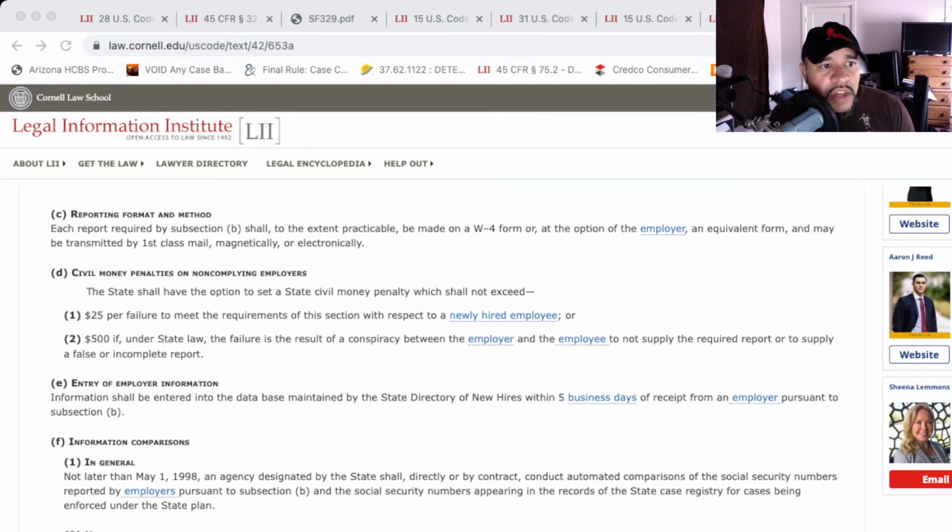The state shall have the option to set a state civil money penalty which shall not exceed $25 per failure to meet the requirements of newly hired employee, or $500 if under state law the failure is the result of a conspiracy between employer and employee to not supply the required report, or supply a false or incomplete report.